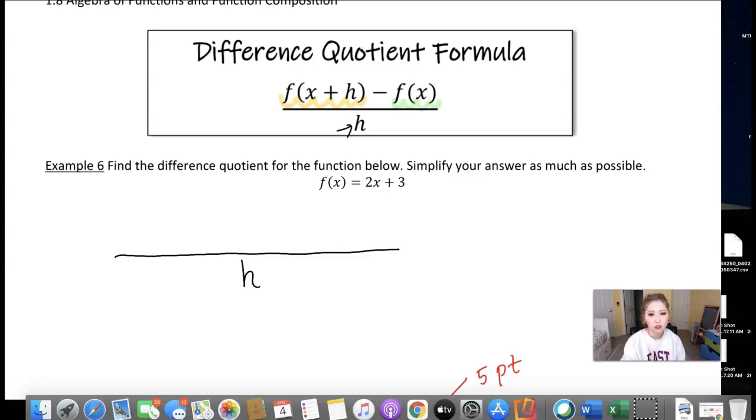So that's good. The numerator is f of x plus h. What does that mean? They want you to plug in x plus h into x. So let me go ahead and circle this, okay? I'm going to plug in this binomial, this parenthesis, x plus h into x. So where is x in this function? In this function is 2x plus 3, right?